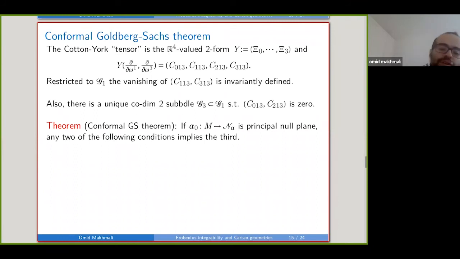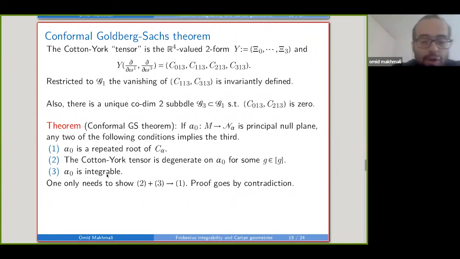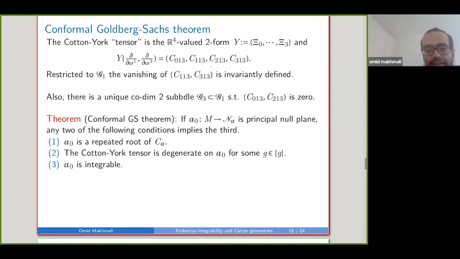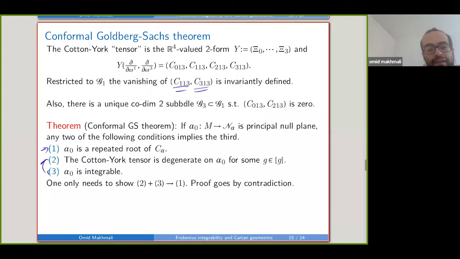So now we can formulate this conformal version of Goldberg-Sachs. It says if you're working with a section of some principal alpha plane, then any two of the following conditions imply the third: the principal null plane is a repeated root of the quartic; the Cartan-Yorke tensor degenerates at this principal null plane; and the null plane is integral. So far we showed that assuming the first, the second and third are equivalent, because if these two vanish, then the d omega are zero modulo the ideal, and vice versa.